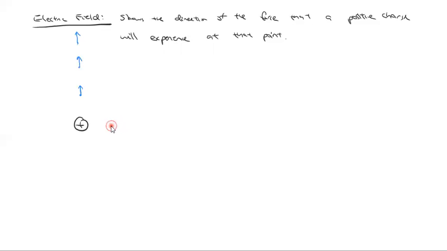So let's say we're here. Which way would it go? Right. If we're here, down. If we're here, left. And then once we've got all those, we just join them up. That's it.